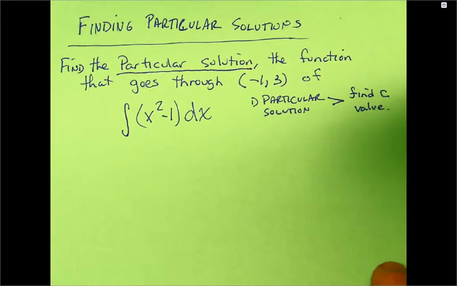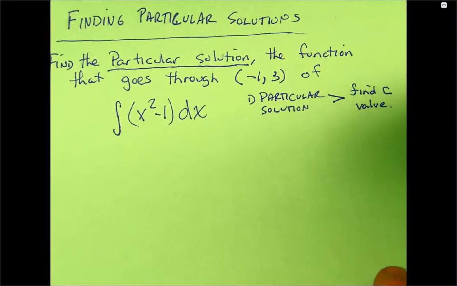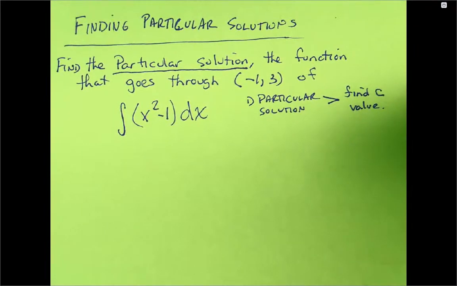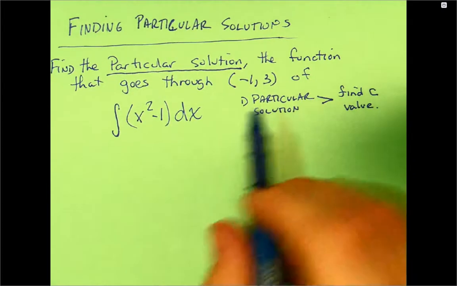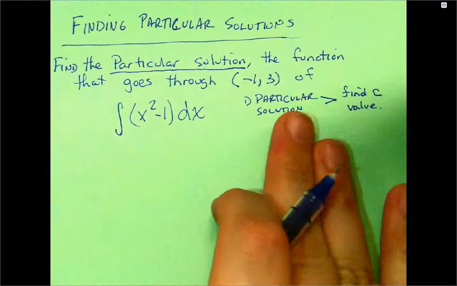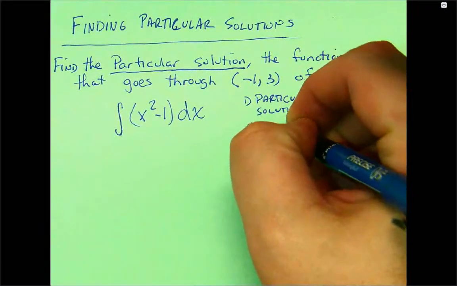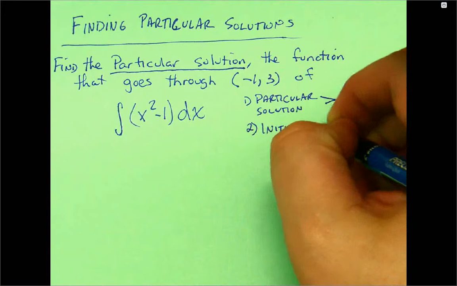Now, like I've always said, I like checklists. Being military, I like checklists. And it's a lot easier to go through this if you have that checklist. Now, here's the deal. Whenever you hear a particular solution, you say, all right, I've got to find C, which means I need initial conditions.